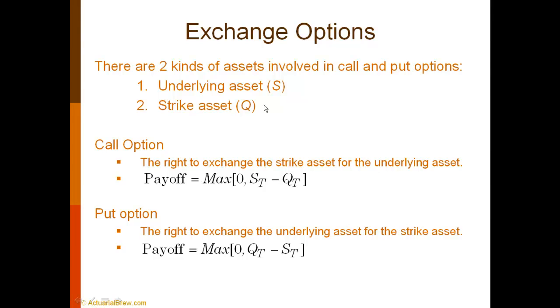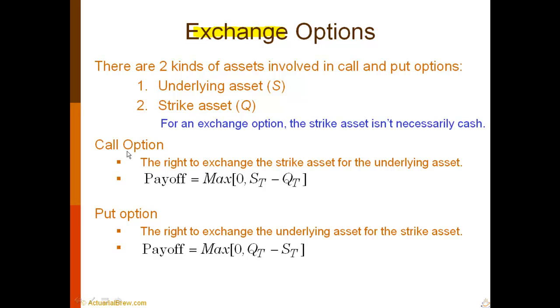The strike asset for a call option or a put option doesn't necessarily have to be some amount of cash or some number of dollars. It could instead be a piece of real estate, or it could be some number of shares of stock. It could be anything, really. And when the strike asset is not some amount of dollars, then we say that we're dealing with exchange options. So we can have exchange call options, and we can also have exchange put options.